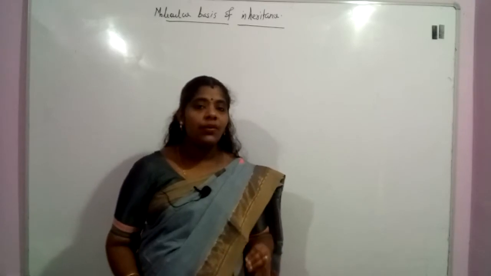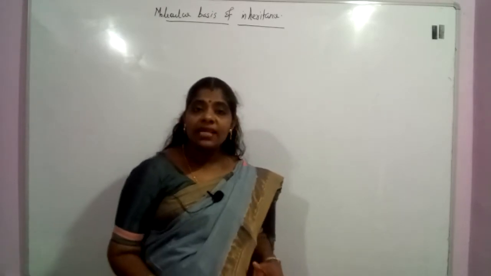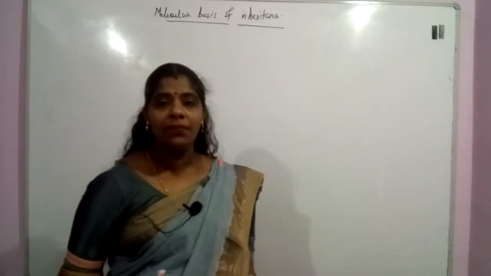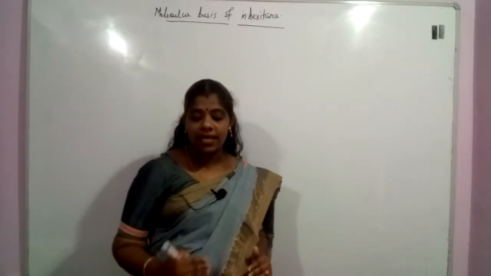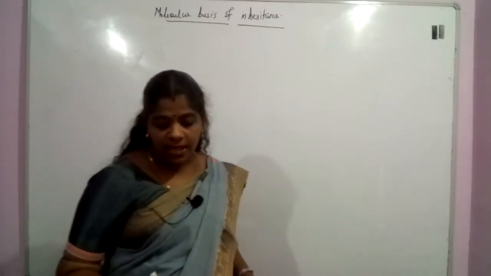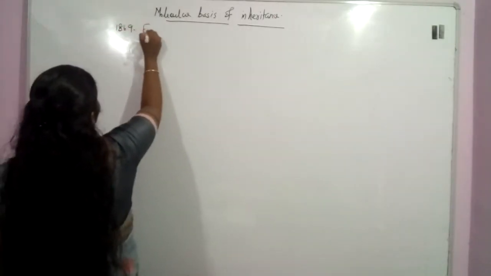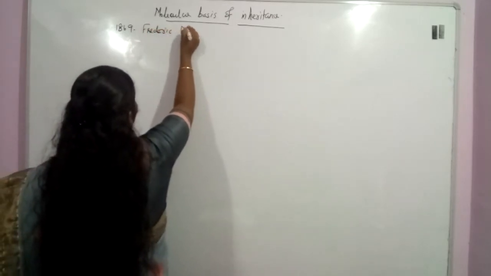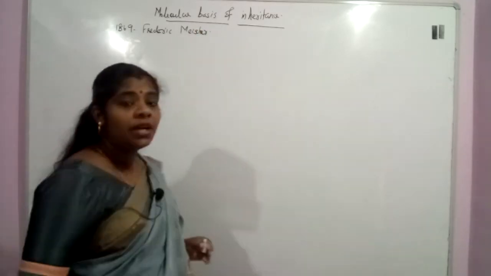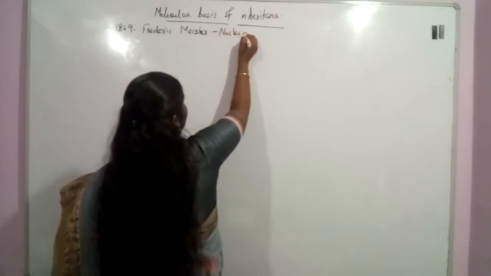The scientist Frederick Miescher found out there is an acidic substance present inside the cell, and he called that nuclein. Now that acidic substance we call nucleic acid. Frederick Miescher, in the year 1869, discovered nuclein. Nuclein is the acidic substance which is present inside the nucleus.